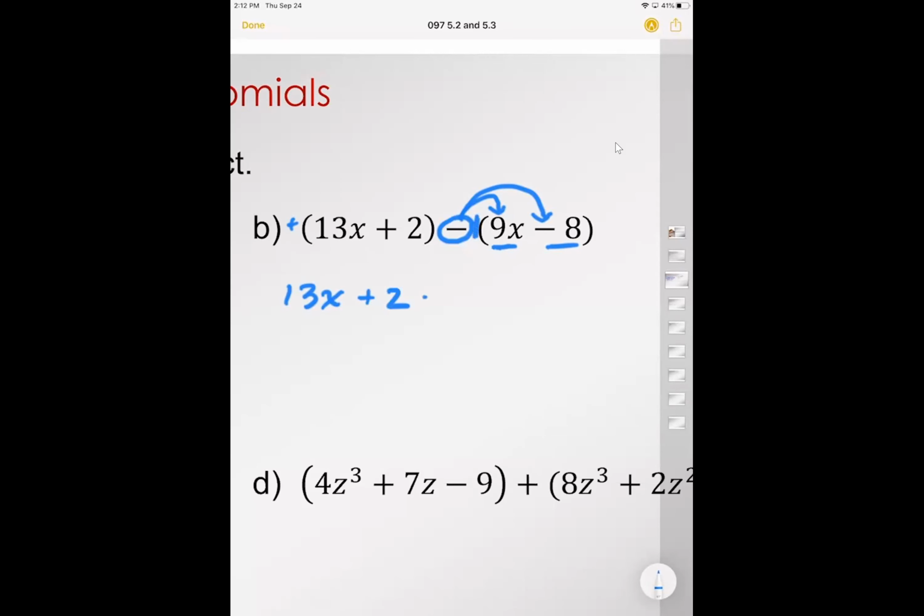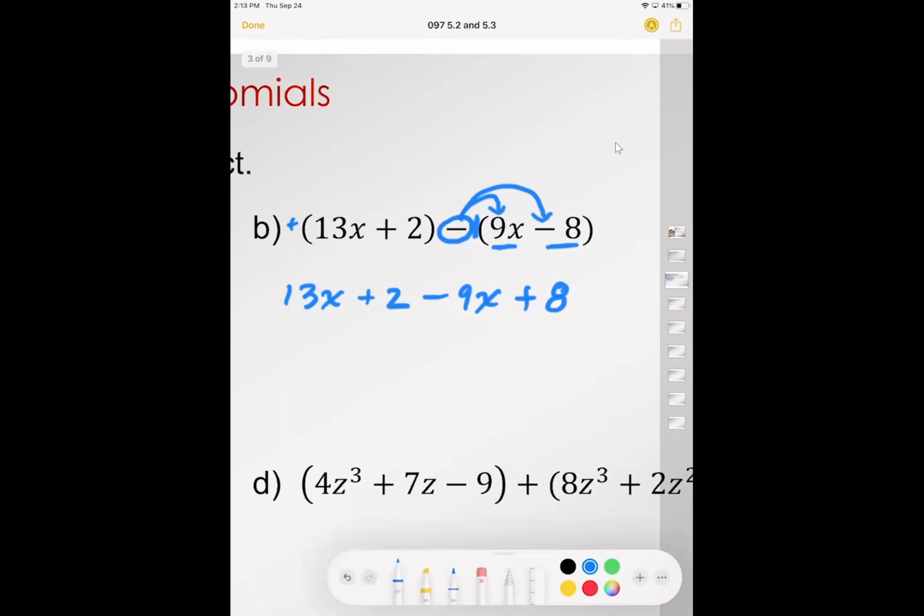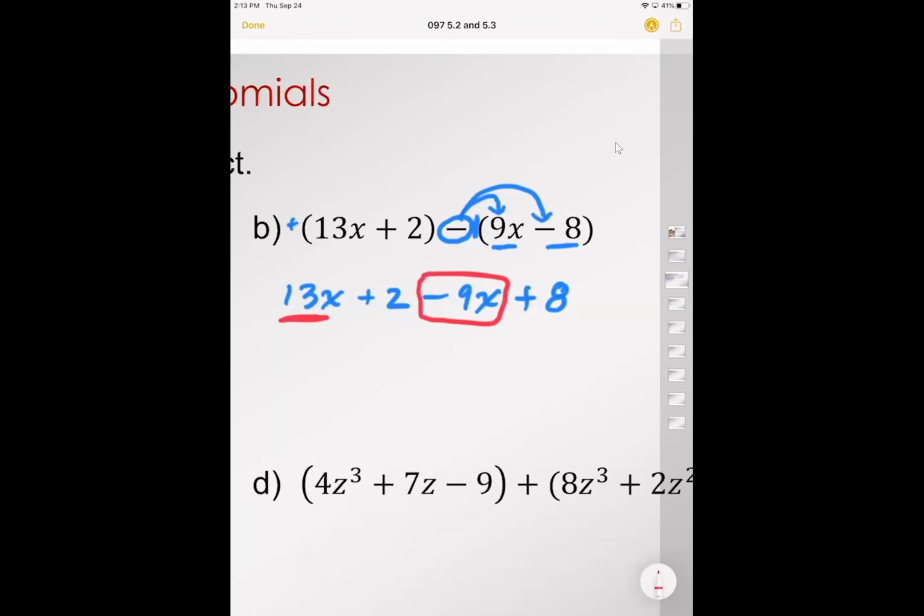Negative 1 times 9x will give me a negative 9x, and a negative times a negative will give me a positive 8. If you look at the previous slide, I told you that in order to subtract polynomials, we need to use the distributive property, which means we distribute the negative in. In short, for every term in the second parentheses, you need to change the sign. Once you change the signs, hopefully you see my like terms. What are my like terms? My like term is my x. In this case, I have 13x subtract 9x.